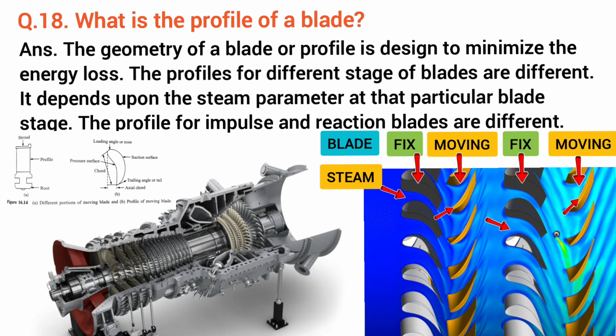What is the profile of a blade? The geometry of a blade or profile is designed to minimize the energy loss. The profiles for different stages of blades are different. It depends upon the steam parameter at that particular blade stage. The profile for impulse and reaction blades are different.